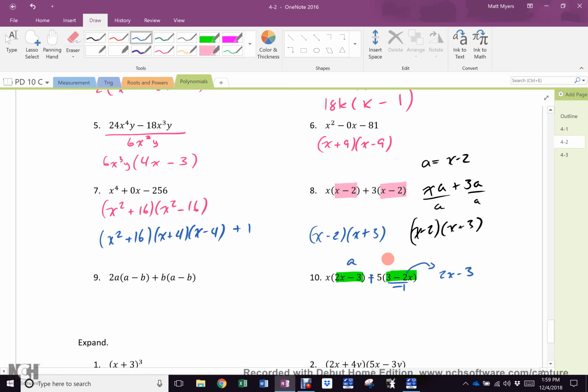Now, can I use the A trick? XA plus 5A. What comes to the front? A. What stays here? X plus 5. There's no A in the question. What's A really? 2x minus 3.